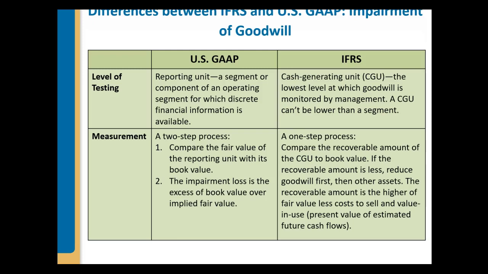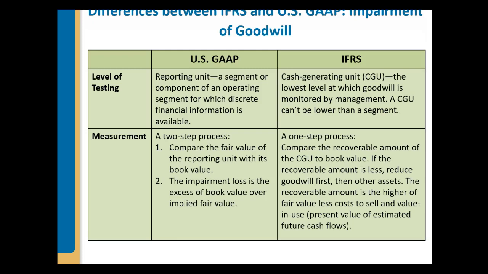Under U.S. GAAP, it is based on a reporting unit, a segment, or a component of an operating segment for which discrete financial information is available. But under IFRS, it's based on the cash generating unit, the lowest level at which goodwill is monitored by management. A CGU, or a cash generating unit, can't be lower than a segment.